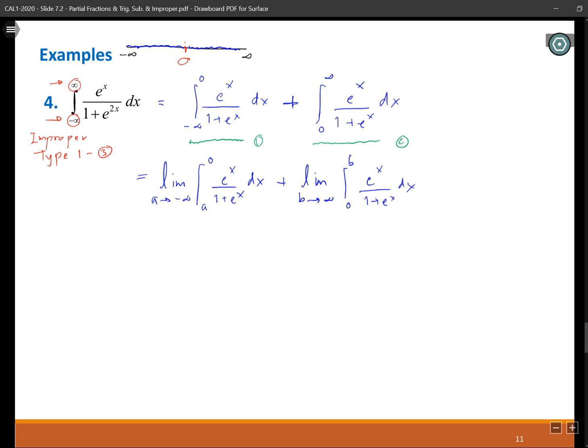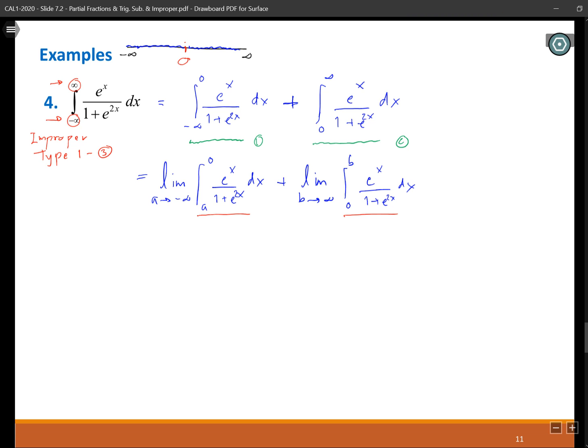Now all we need to do is to perform this integration just like we did before. I think I missed something. 2 is missing. Please add that right here. 2, 2, 2, and 2.